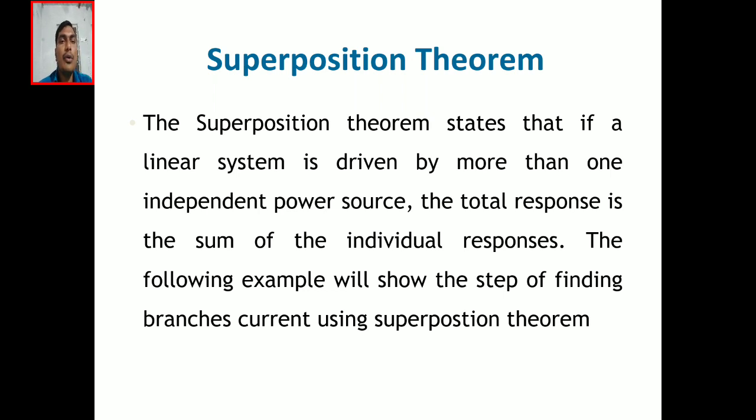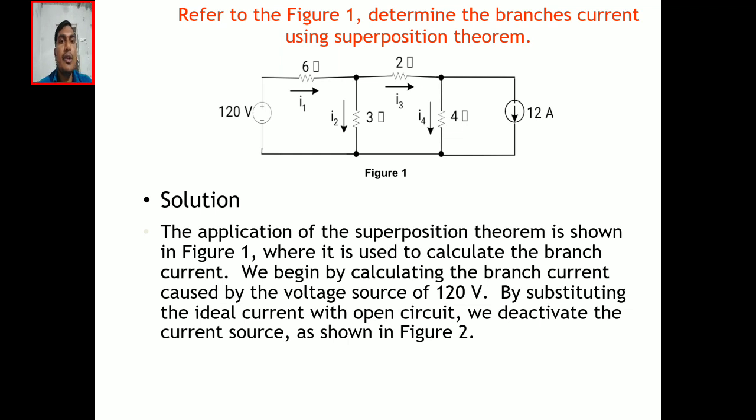So how do we proceed? What are the steps to find the response through one element using superposition? See here, one diagram is there: 120 volts, 6 ohms, 3 ohms, 2 ohms, 4 ohms, and 12 amps. Two sources are there, and first we have to check whether the superposition theorem is applicable to this circuit. It is applicable to linear elements. Linear elements are there: 6 ohms, 3 ohms, 2 ohms, 4 ohms.